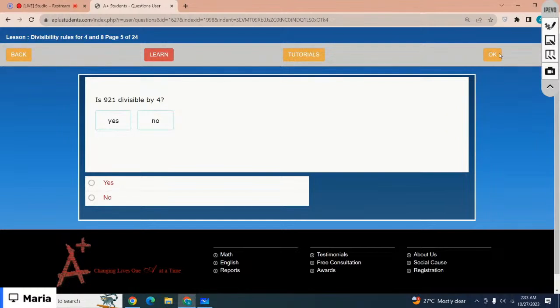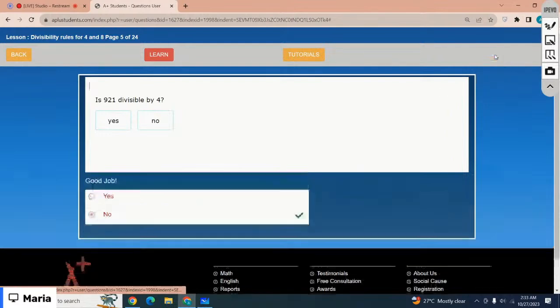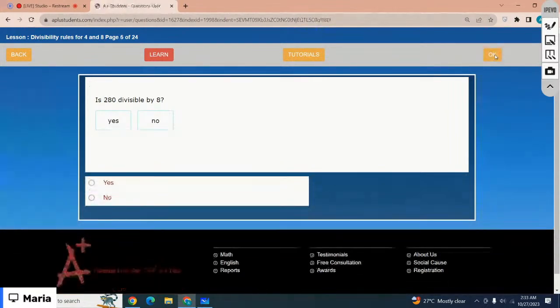Is 921 divisible by 4, which is the correct option? And the correct option is no, 921 is not divisible by 4. Is 280 divisible by 8?